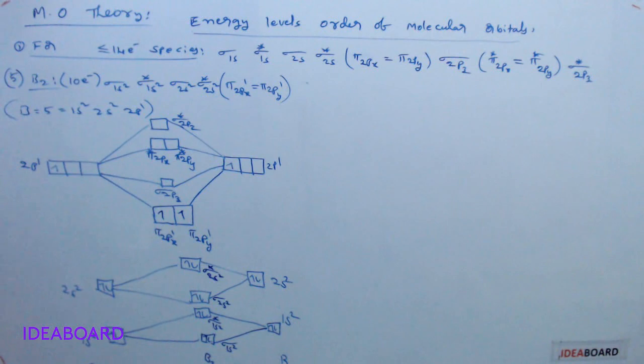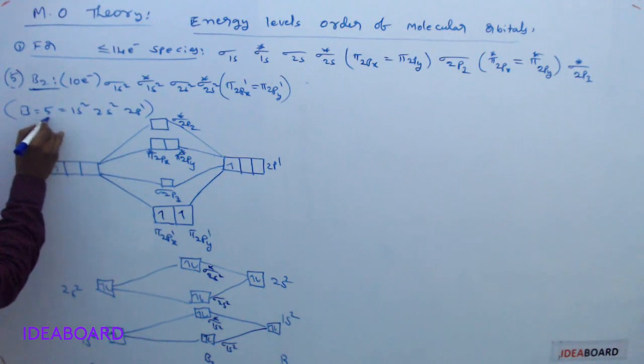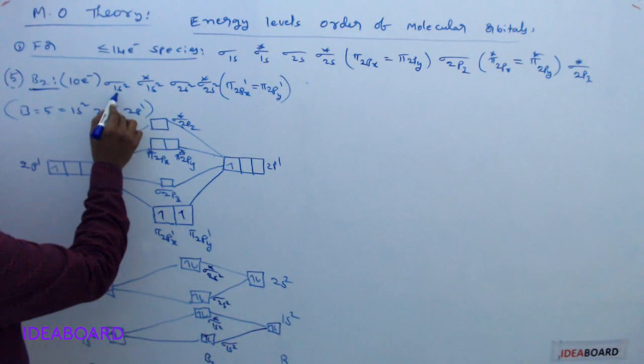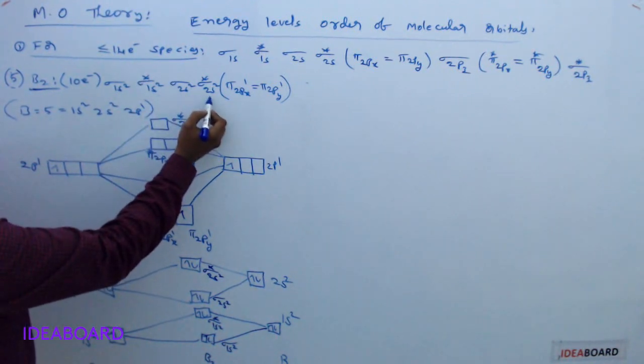Now say this is a boron B2 molecule. In the B2 molecule, how many electrons in total? A boron atom has 5, so 10 electrons are present in the molecule. Its configuration is sigma 1s2, sigma star 1s2, sigma 2s2, sigma star 2s2.